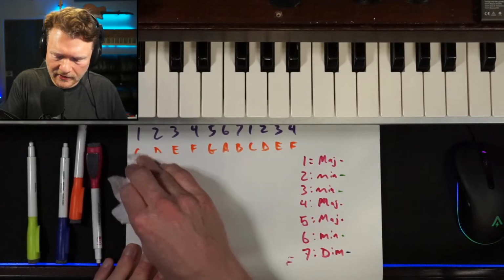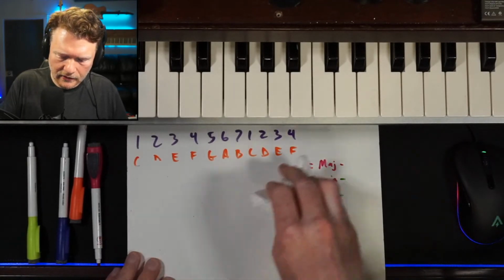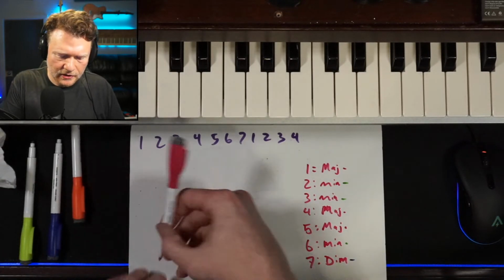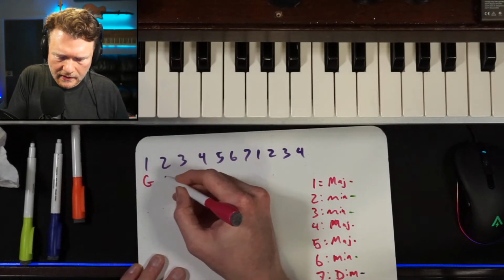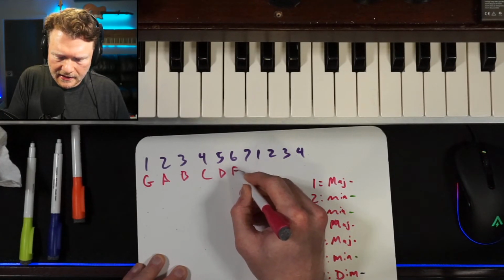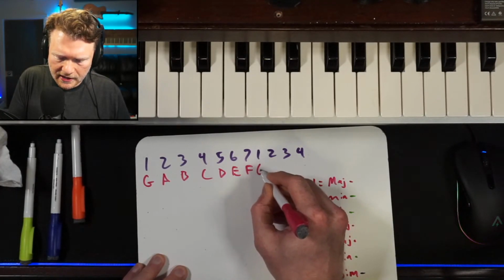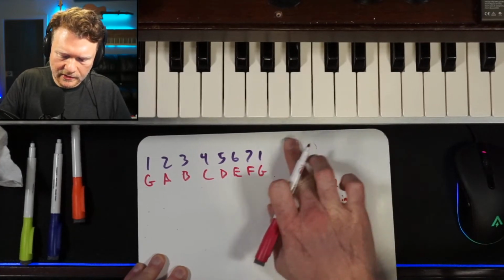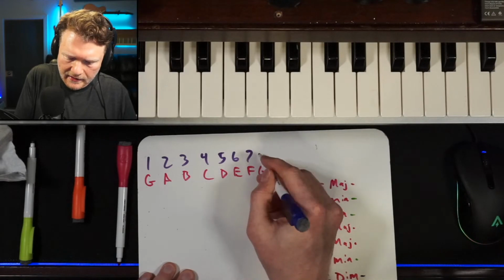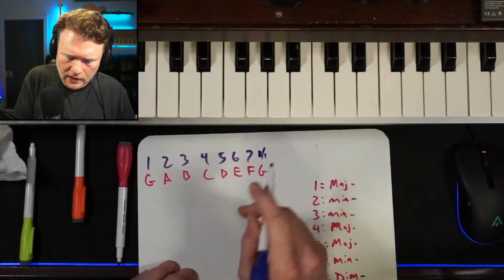We're going to do this same thing with another key. Let's pick the key of G. So in the key of G, we have G, A, B, C, D, E, F, and then G again. Okay, let's forget about these guys. We don't even need them yet. I'm going to go back to my 1.